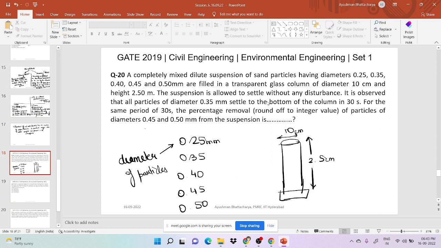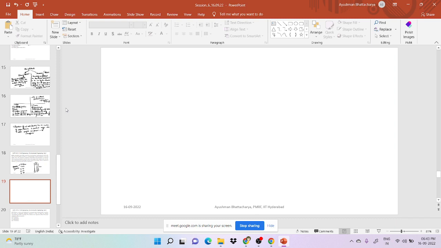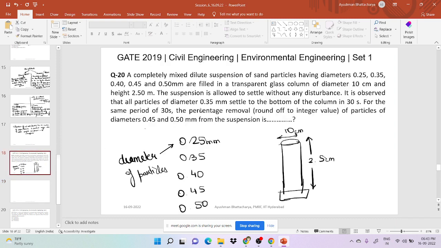The suspension is allowed to settle without any disturbance. It is observed that all particles of diameter 0.35 mm settle to the bottom of the column in 30 seconds. For the same period of 30 seconds, what is the percentage removal of particles of diameter 0.45 and 0.50 mm from the suspension? Now we will start with basics, the settling. Since they mention the suspension is allowed to settle, this is a question of the settling velocity concept.